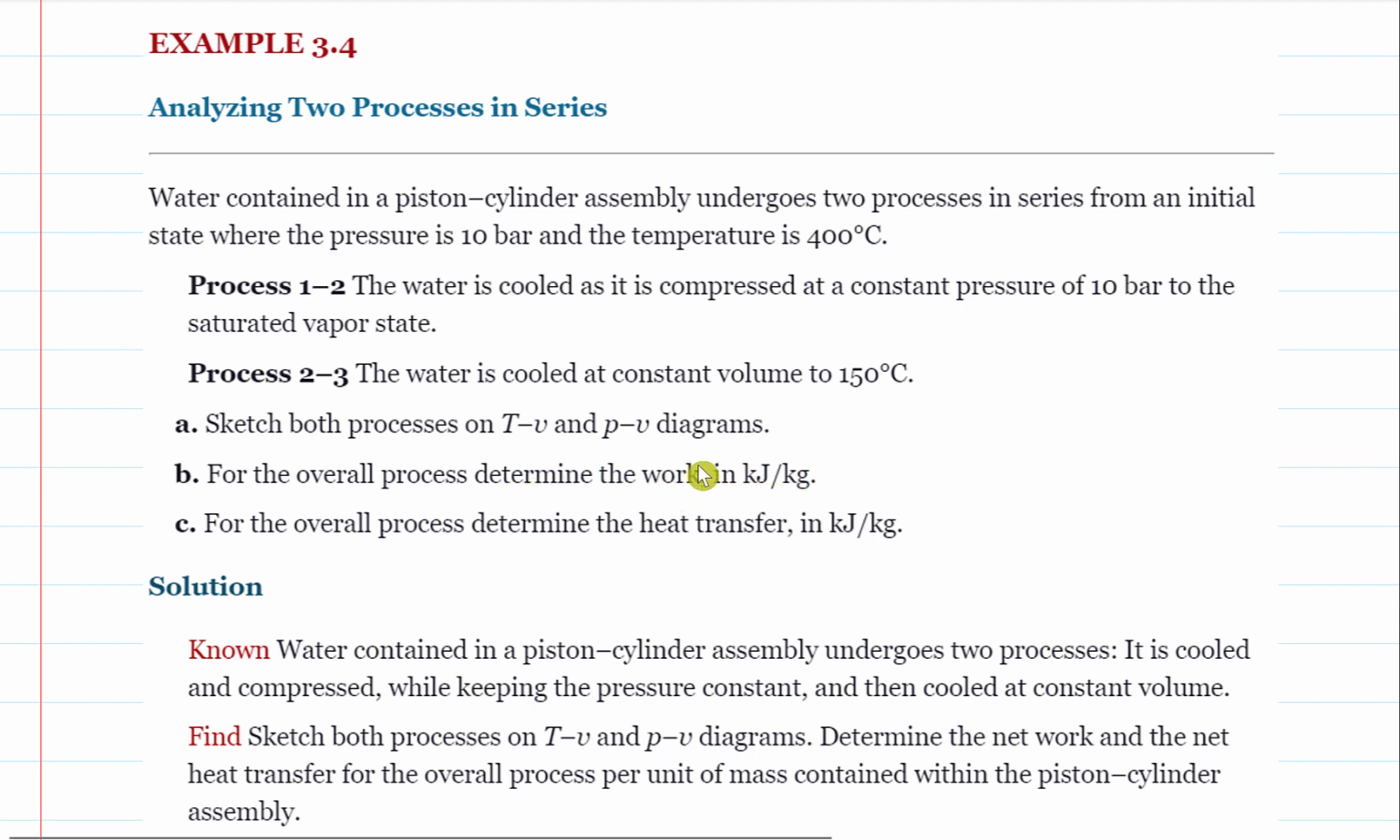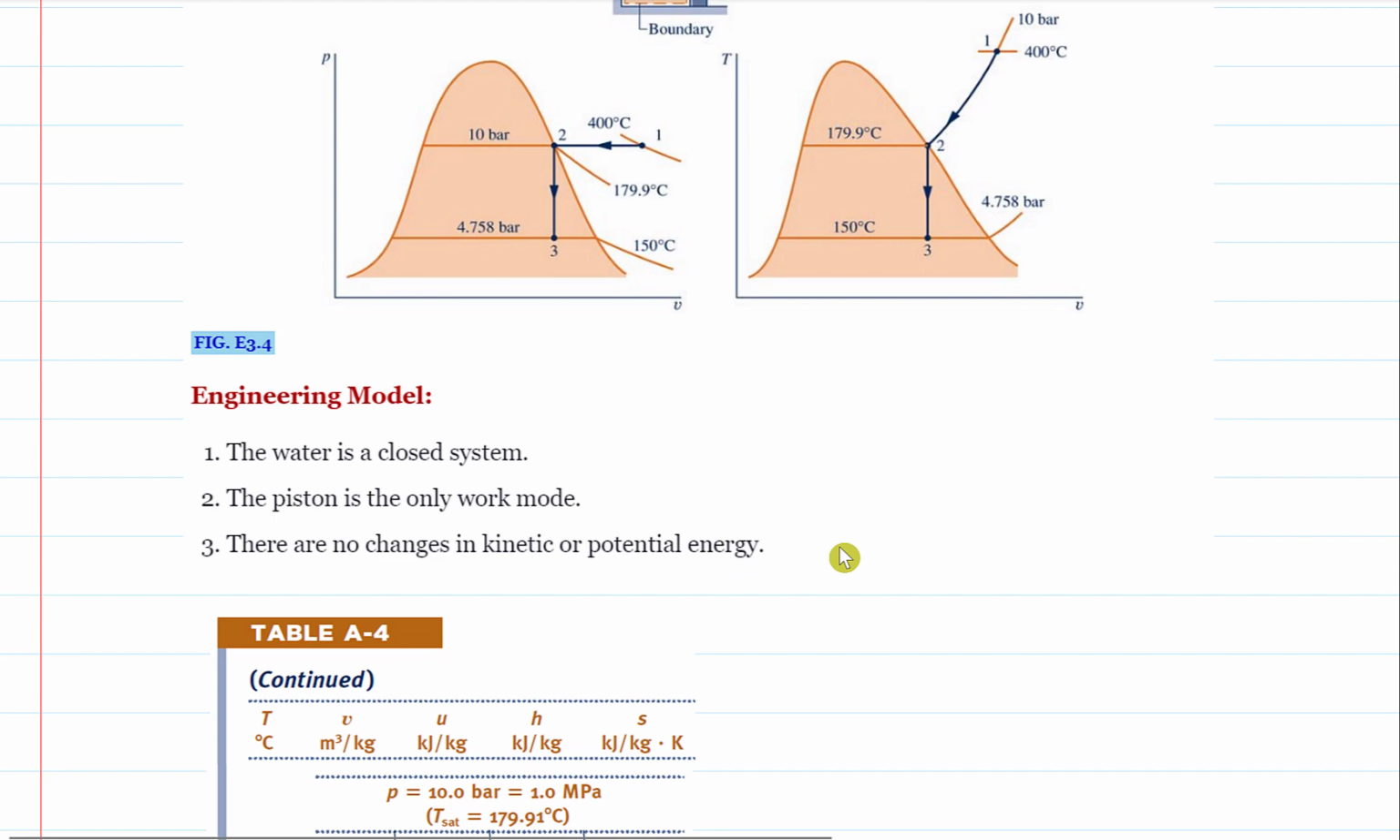For the overall process, determine the work in kilojoule per kilogram. Typically, the unit of work is kilojoule, but it asks us to determine the work in kilojoule per kilogram. For overall process, determine the heat transfer in kilojoule per kilogram. Also, the typical unit of heat transfer is kilojoule. It asks us to determine the heat transfer per unit mass. So we are going to assume the system is a closed system and piston is the only work mode. It involves moving boundary work. There are no changes in kinetic or potential energy.